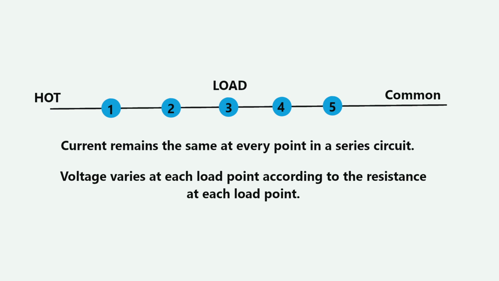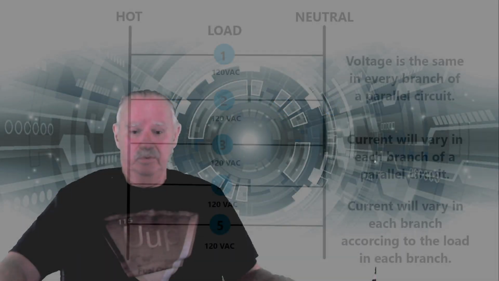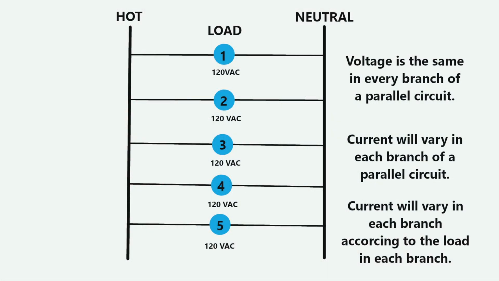And if it does, then the next plug in line would not have the proper voltage to run your device that you've plugged in, whether it be a lamp or a drill or your microwave. You've got to put these in parallel. In parallel, voltage is the same on every branch and current can vary on every branch.